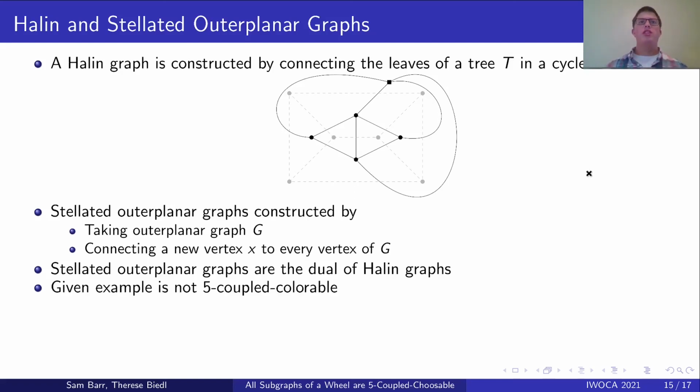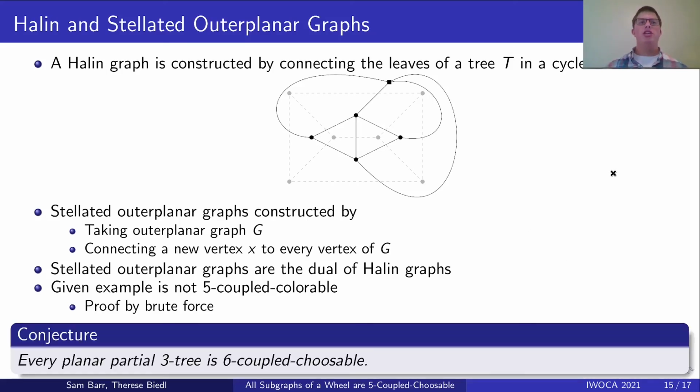What's more, the given example shown here is not 5-coupled colorable, and therefore not all planar partial 3-trees are 5-coupled choosable. This leads us to make the following conjecture: every planar partial 3-tree is 6-coupled choosable.